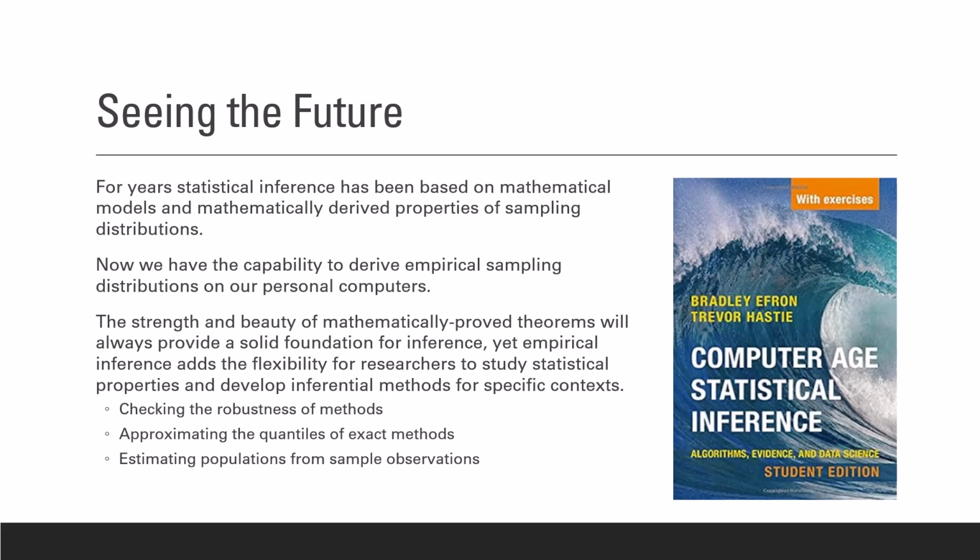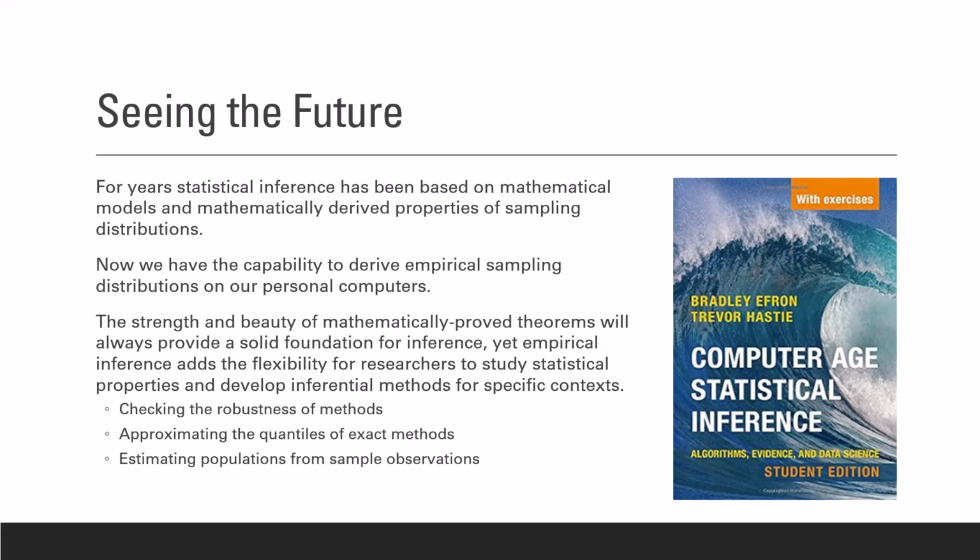The strength and beauty of mathematically proved theorems will always provide a solid foundation for inference, yet empirical inference adds flexibility. Here's why. Because if you specify what you believe in your particular context, you can then empirically generate sampling distributions, study them, and then from those sampling distributions, make inferences that are specific to your context.